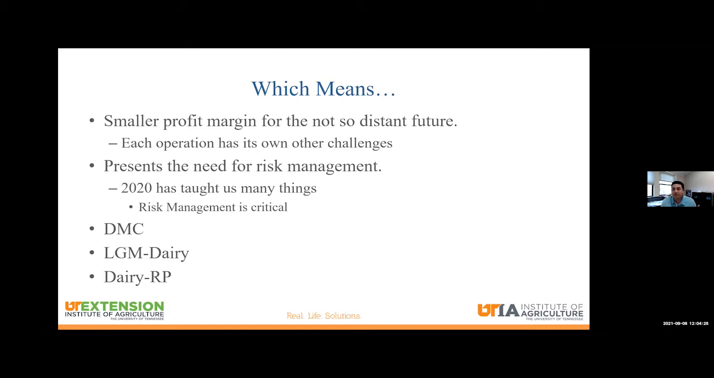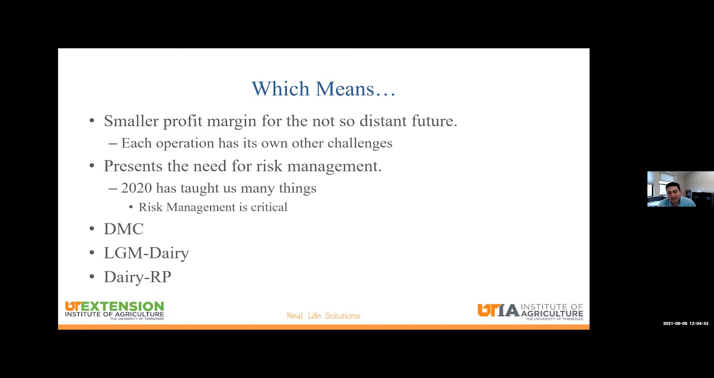And so the point of this conversation and the point of this presentation is to really highlight the need to continue risk management. And if you're not doing risk management, hopefully encourage you to at least do one of the programs, if not multiple programs that I'm going to show you today.